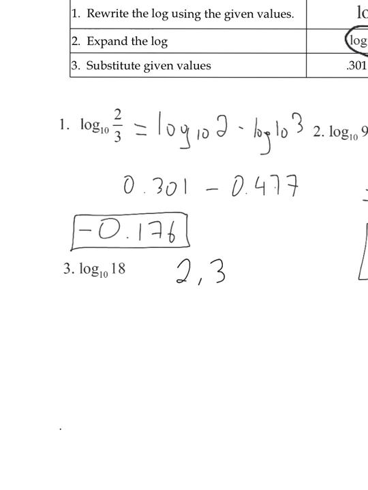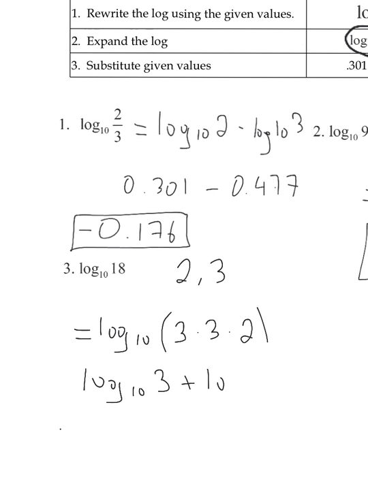So I can rewrite log base 10 of 18 as log base 10 of, and 18 I can write 3 times 3 times 2. Agree with me? 3 times 3 is 9, 9 times 2 is 18. And if you rewrite the log, multiplication becomes addition. So this will be log base 10 of 3 plus log base 10 of 3 plus log base 10 of 2.